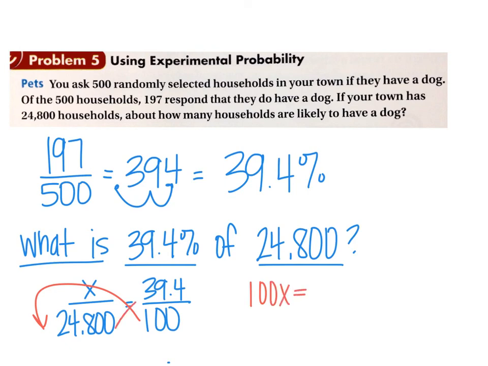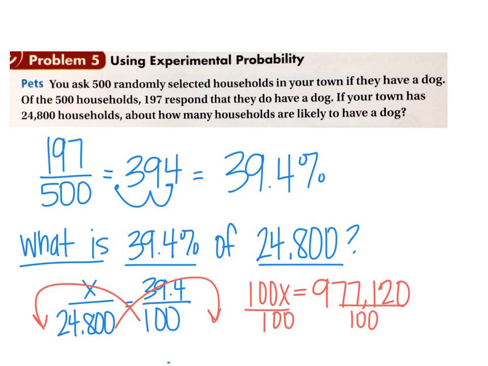100x equals 977,120, divide both sides by 100. And you just move your decimal two places to the left, and you get your answer is 9,771.2. So we can't have 0.2 households, so we're going to round that up to 9,772 households.